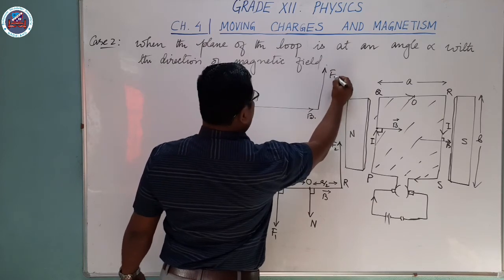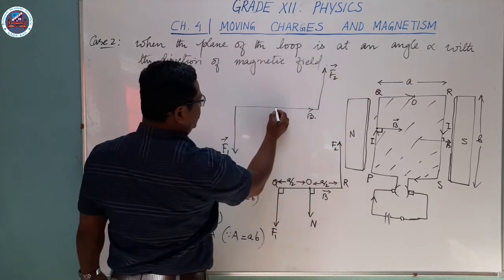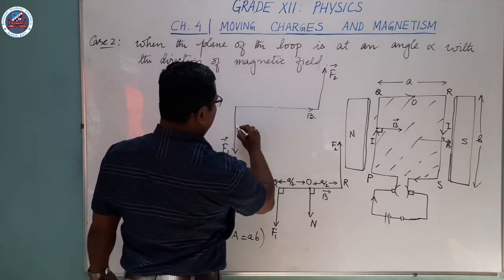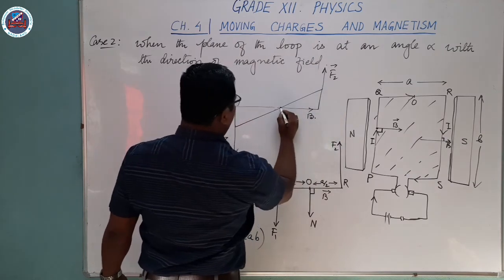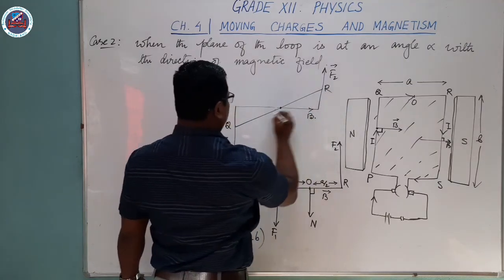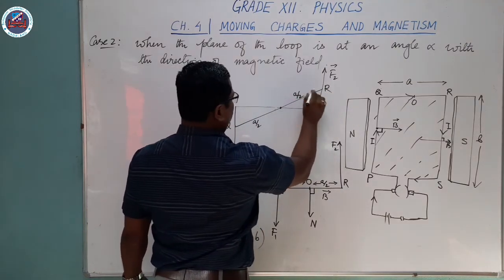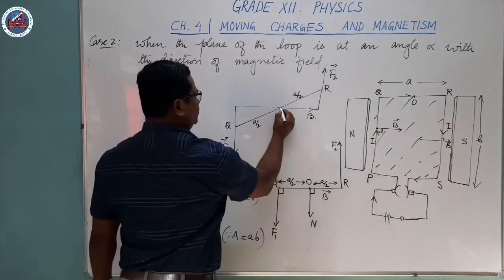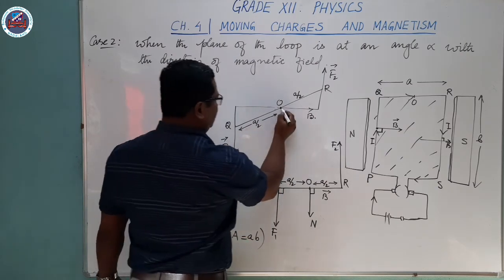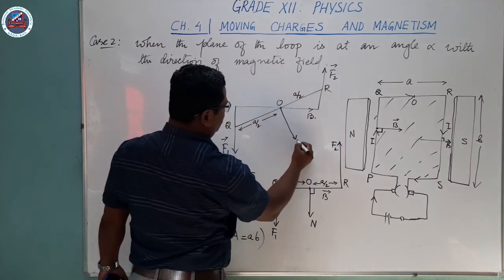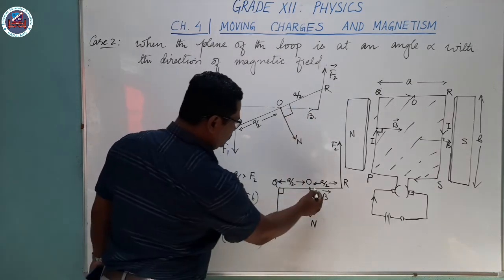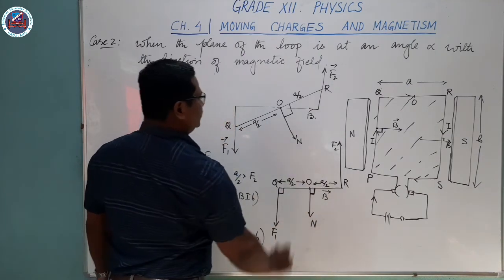What will change is this normal. Now it is tilted, it's not like this. This has gone down a little bit and this one has gone up. The length of the wire QR also will remain the same. This is still A by 2, A by 2, because the total length was A. And this normal is perpendicular to the plane of the loop. Earlier it was 90 degrees, now also 90 degrees, just tilting.